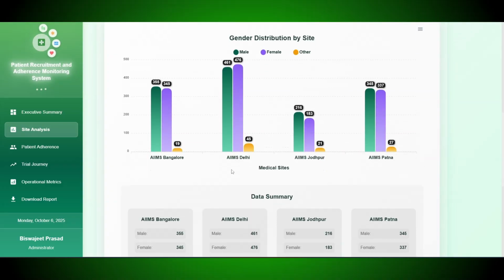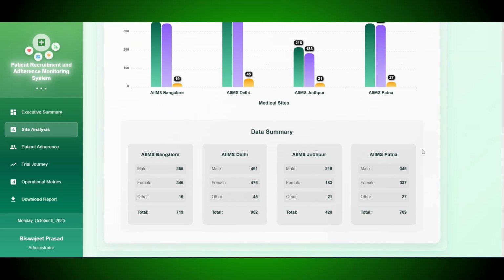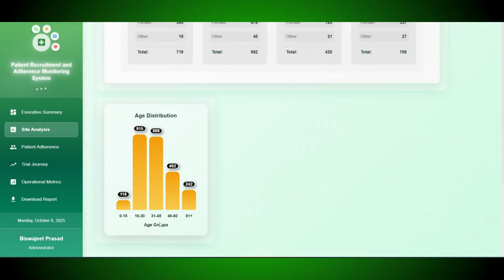Below here, we have a grouped bar chart showing the gender distribution across all the sites, comparing male, female and other participants. Here this is the data summary of all gender distribution across all the sites. Finally, we have an age distribution chart showing how participants are spread across all age groups.